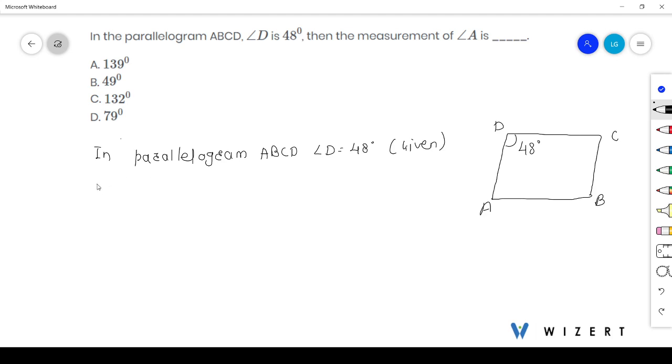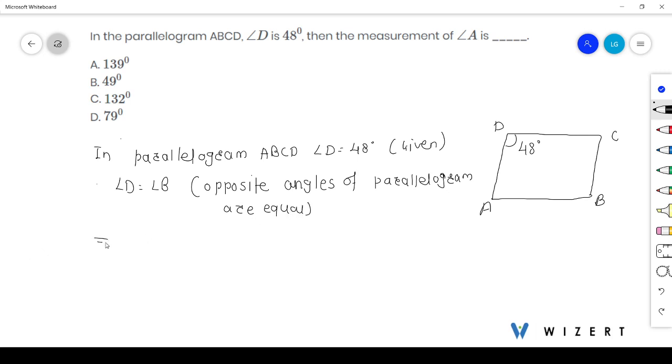As opposite angles of parallelogram are equal, so angle D equals to angle B. Since opposite angles of a parallelogram are equal, so angle D equals to angle B is 48 degree.